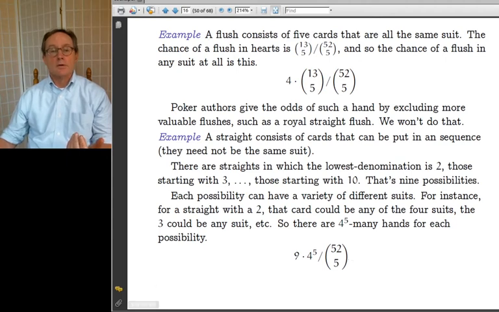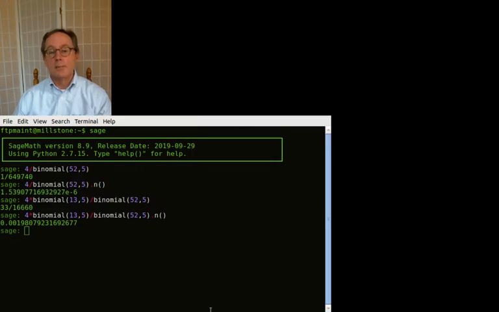So I think this is going to be the last time I do this, but we're going to pop it down and calculate that. 9 times 4 raised to the 5th, all divided by binomial 52, 5. And I'm going to stop pretending it's a fraction at this point and just ask for the numerical value. And there you go. You're looking at 3.5 thousandths.